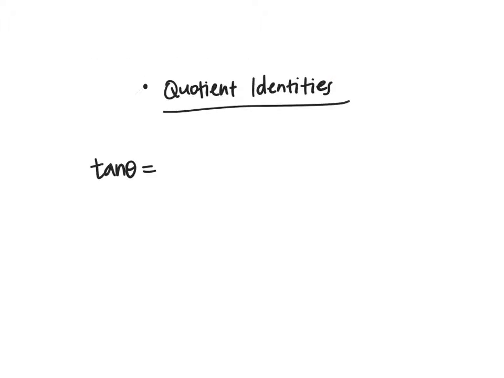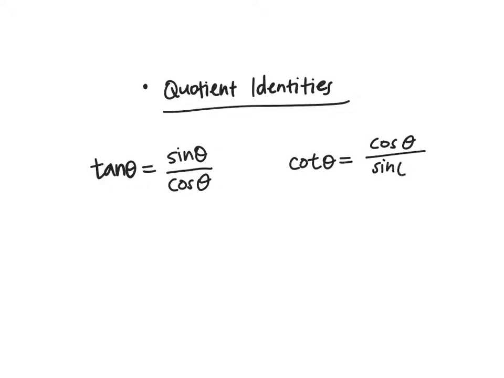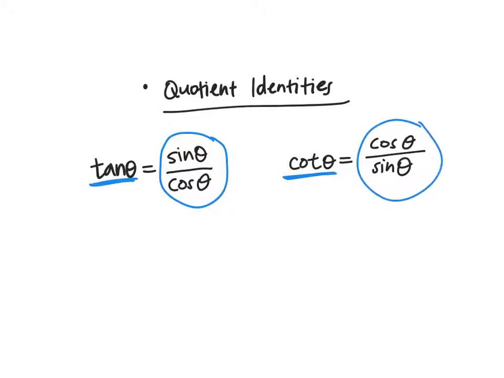There are 2 identities called quotient identities. Remember, quotient is just the answer you get from dividing. Tangent of theta can be represented as a quotient, 1 over cotangent like we saw earlier, but there's another one. Do you remember what we mentioned from the unit circle? It's sine of theta over cosine of theta that gives you tangent of theta. So that means cotangent of theta would be what? Cosine theta over sine theta. These 2 quotient identities will be used a lot as well. So sometimes if you see tangent theta, you want to replace it with sine over cosine. If you see cotangent theta, you'll want to replace it with cosine over sine.